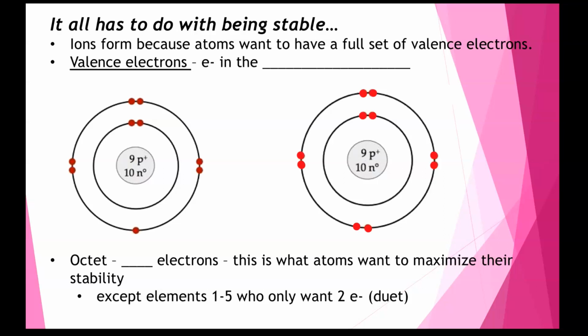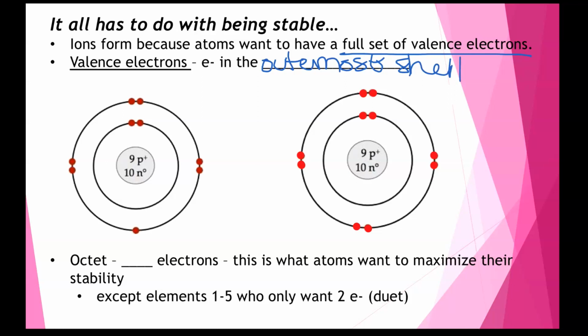And ions form because atoms want to have a full set of valence electrons, because that full set of valence electrons is going to help them be more stable. Now, valence electrons, they are the electrons in the outermost shell of our atom.